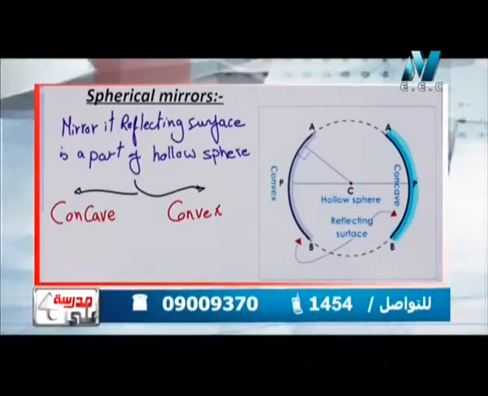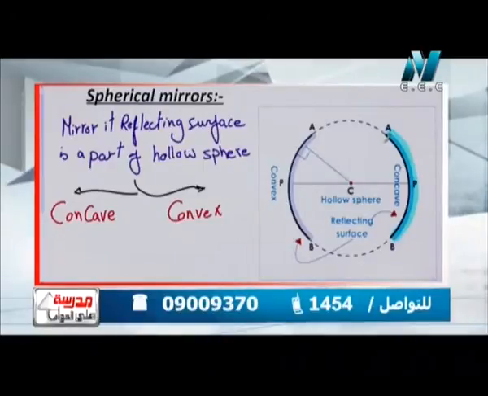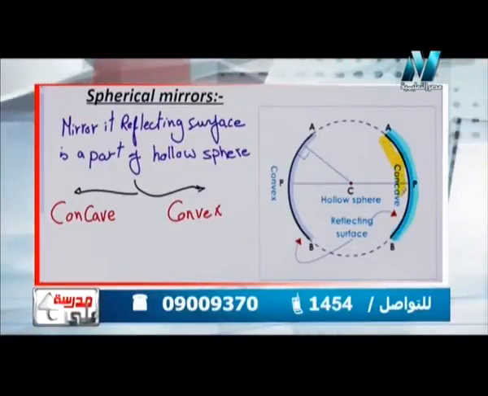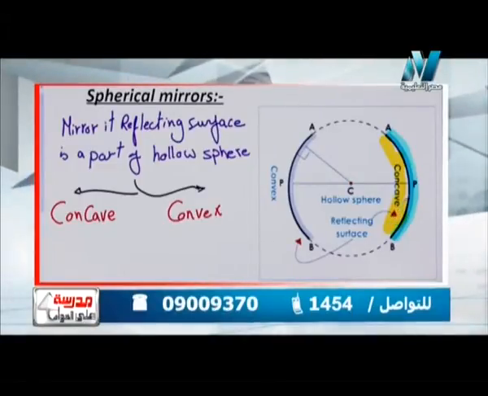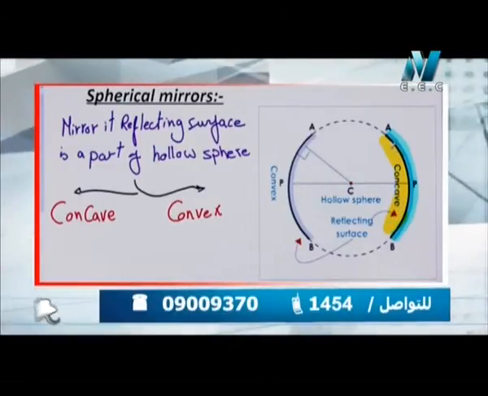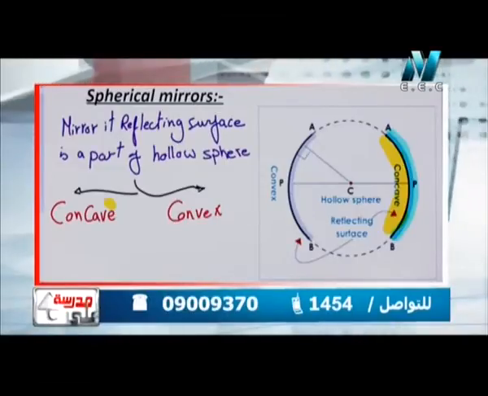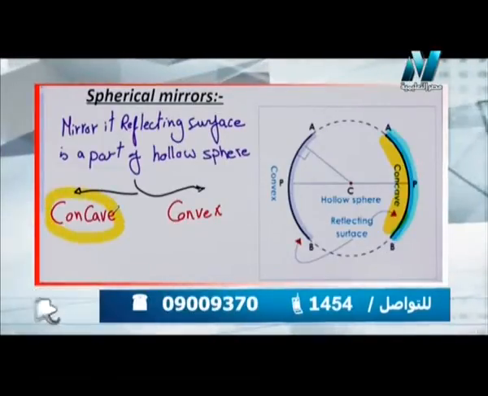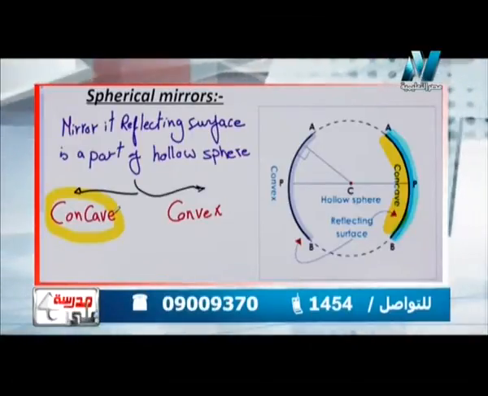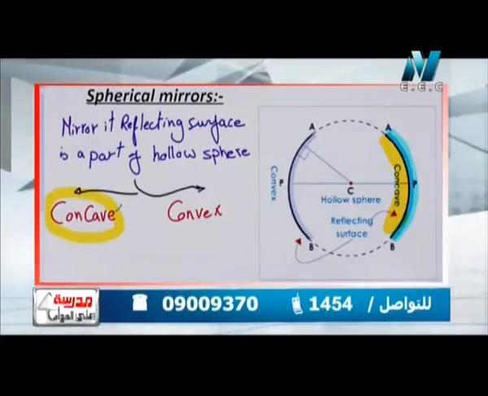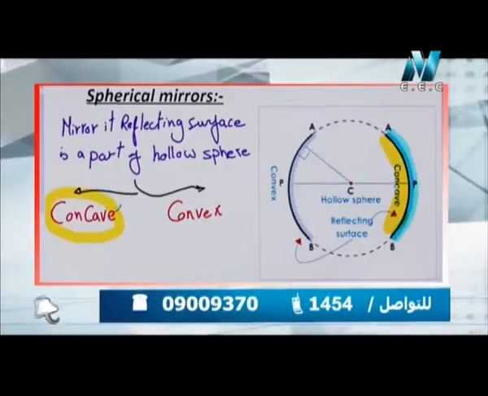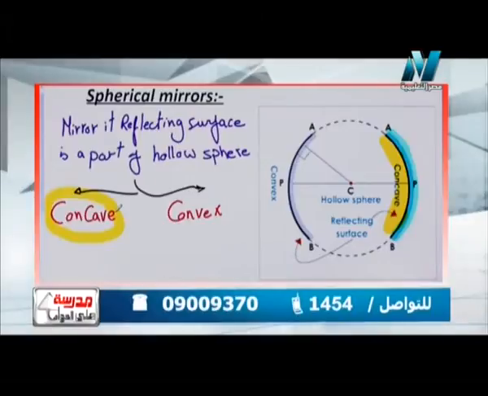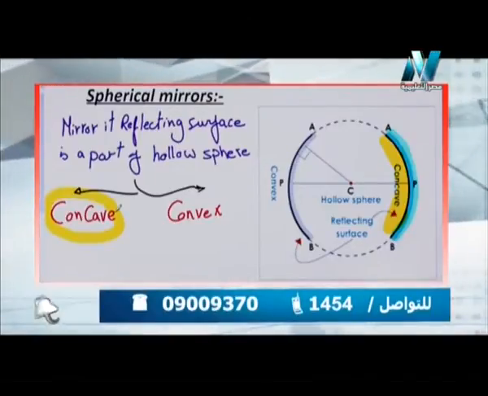So the reflecting surface in a concave mirror is the inner part, or the inner surface, of the hollow sphere. يعني الجزء اللي جوه هو المراية. Okay? So if we talk about a concave mirror, we see the inner part. So we will say that a concave mirror is one where the reflecting surface is the inner part of the hollow sphere. يعني الجزء اللي بيعكس هو الجزء الداخلي.